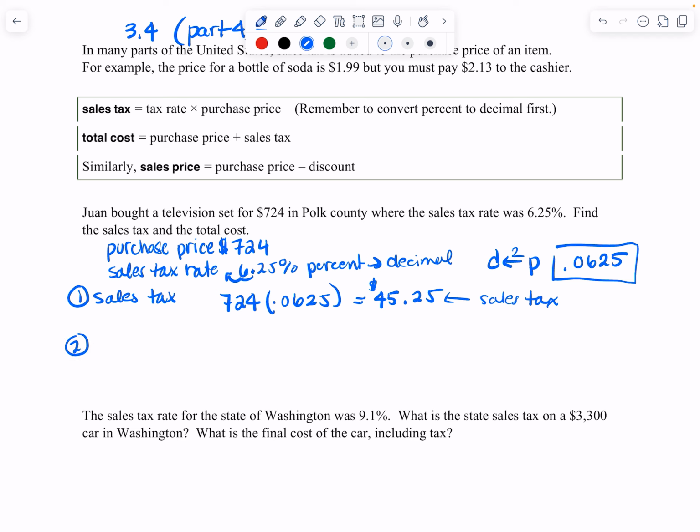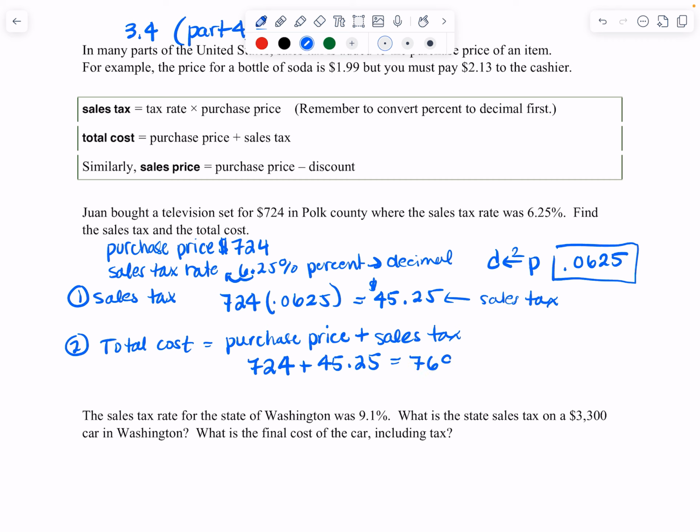Now we're going to figure out the total cost. So the total cost is going to be the purchase price plus the sales tax. Okay, so the purchase price was $724, and we're going to add the $45.25 to that to get the total price of $769.25. So this is how much Juan would have to pay for that television set in Polk County.